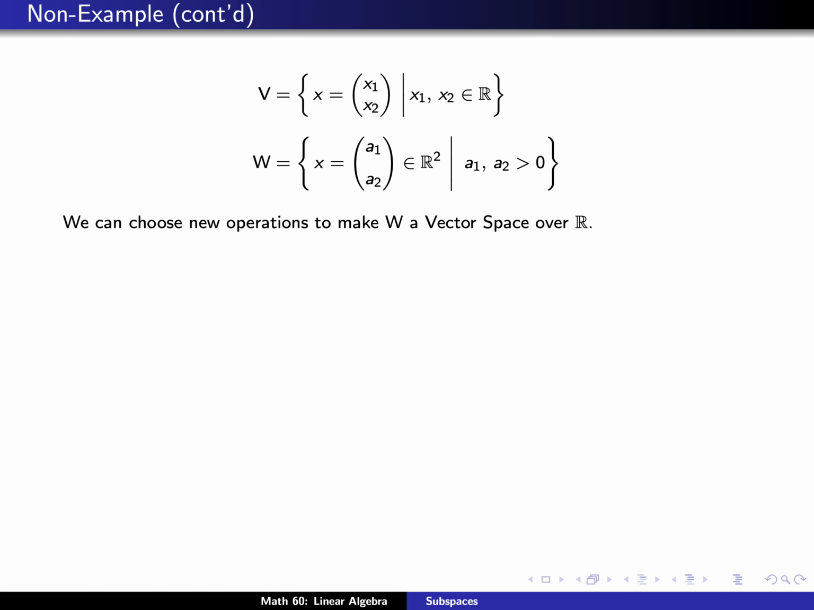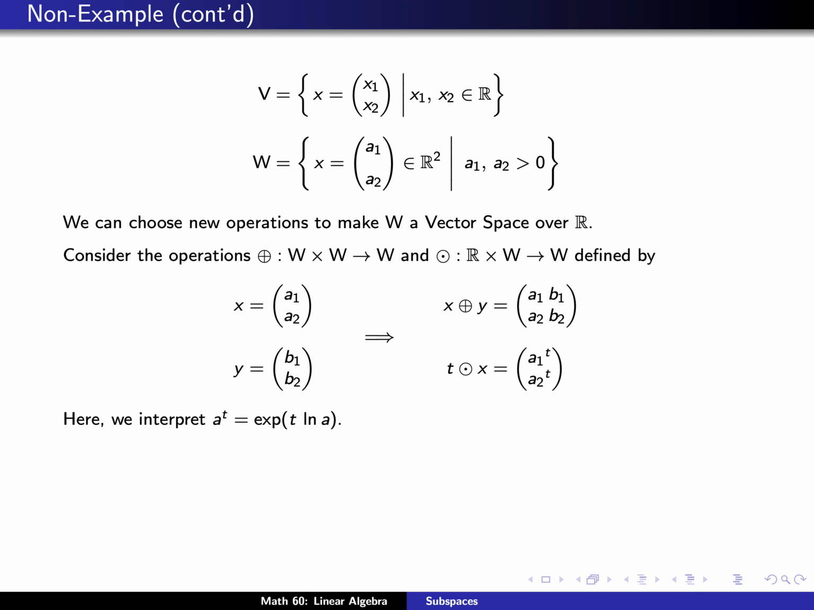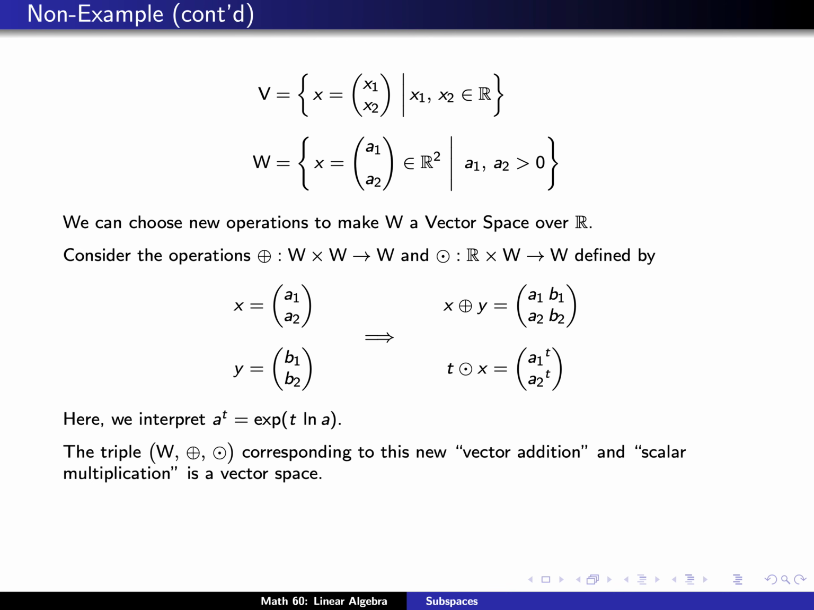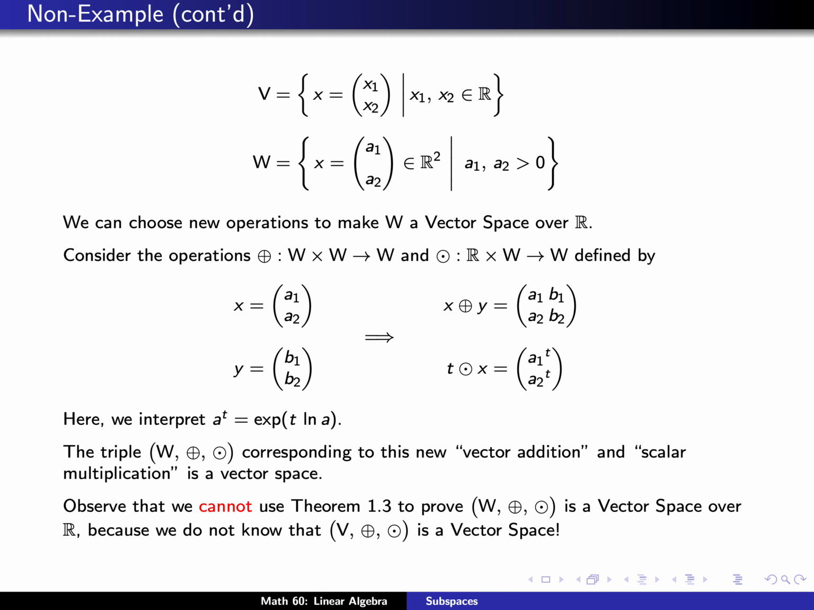Now, we can choose new operations to make W a vector space. We started the lessons by discussing these weird operations that we defined as circle plus and circle dot, where circle plus comes about by multiplying the components, and circle dot comes about by exponentiating the components. Notice that even though we do have a vector space, unfortunately, we cannot use Theorem 1.3 to prove that this is a vector space. Simply put, Theorem 1.3 says we can only show that something is a vector space if it's a subset of something that we already know is a vector space.